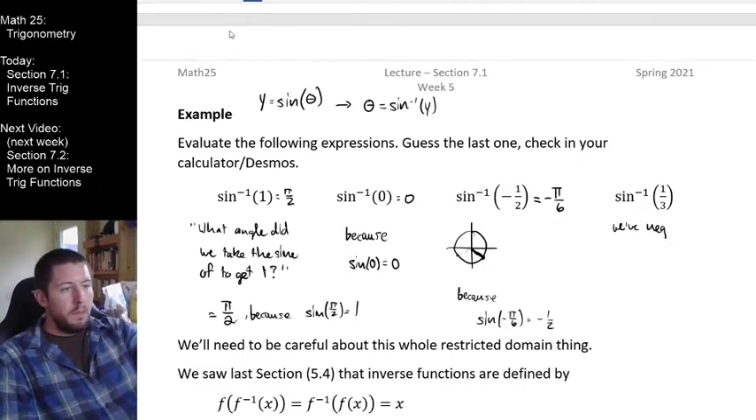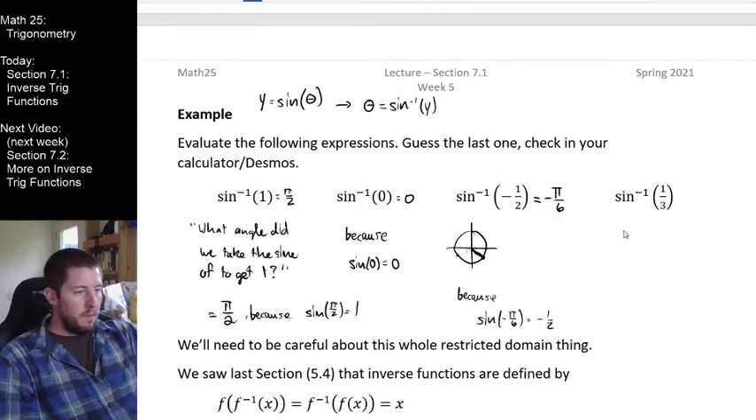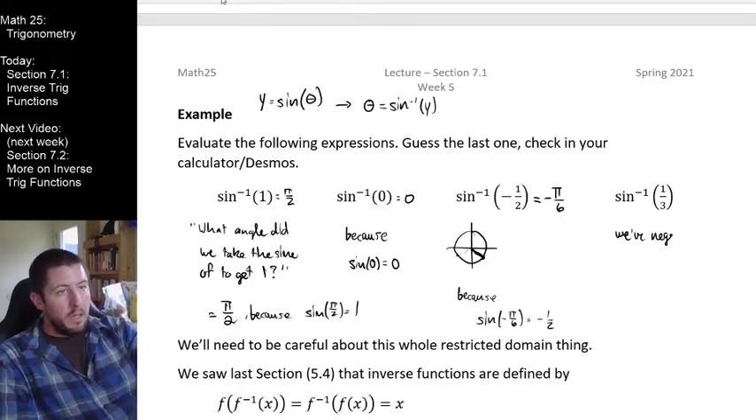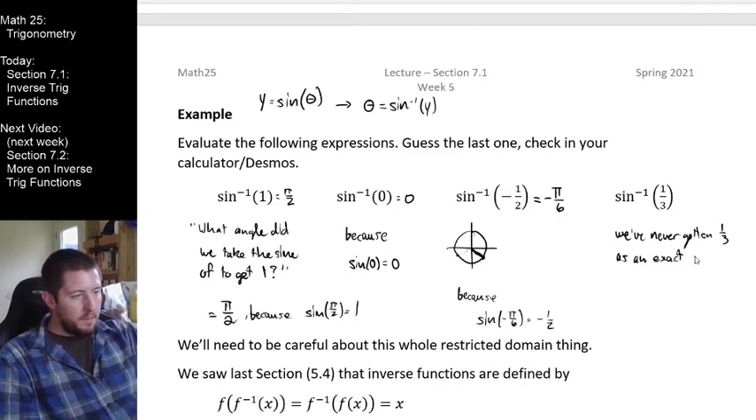Wow. I couldn't write either of those words right there. Let's try that again. Oh my gosh. I'm looking ahead to my next word, gotten. We've never gotten 1/3 as an exact output from sine.